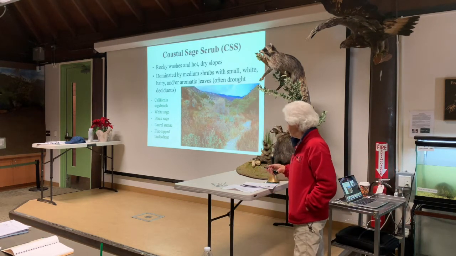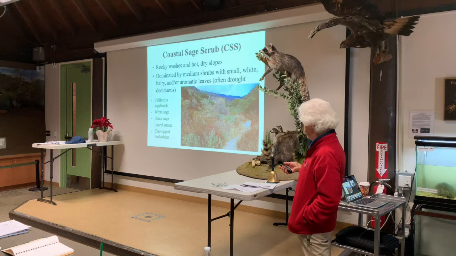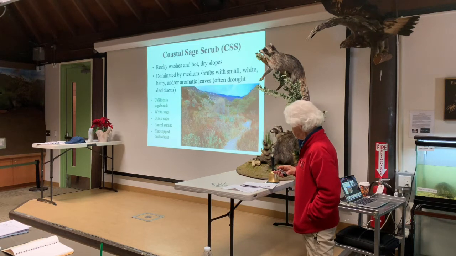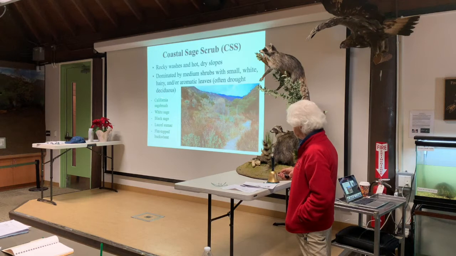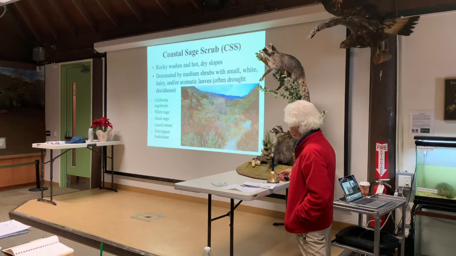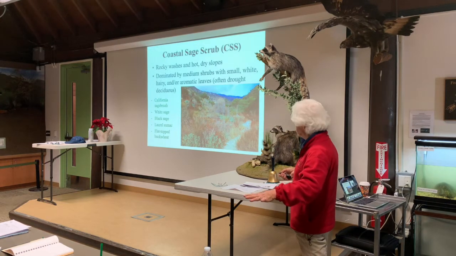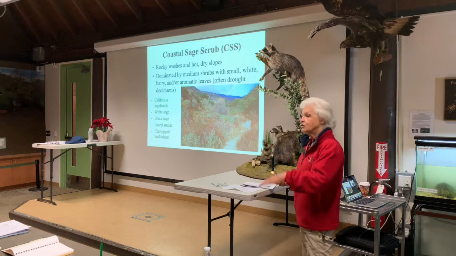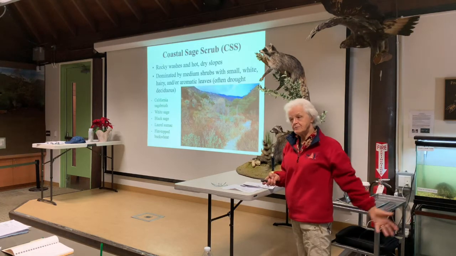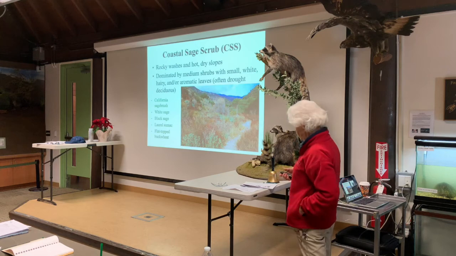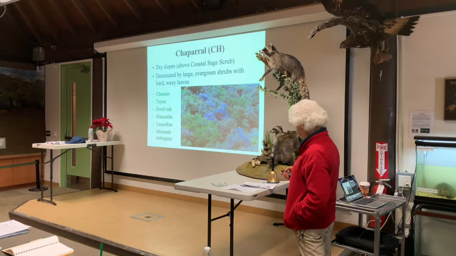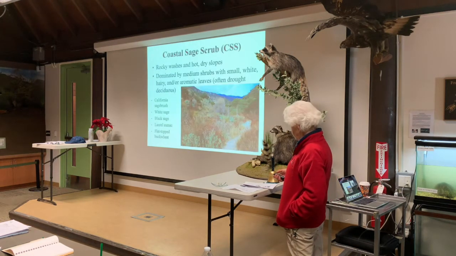So the indicator plants of the coastal sage scrub are California sagebrush, white sage, black sage. Those are all smaller shrubs, medium shrubs. Now occasionally, you see a big shrub in the coastal sage scrub, and that would be the laurel sumac.